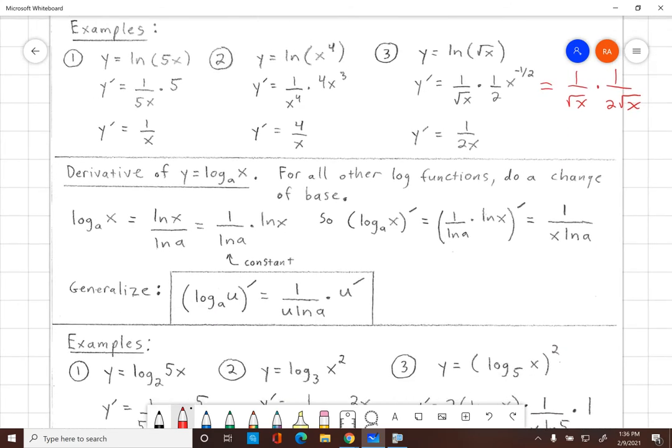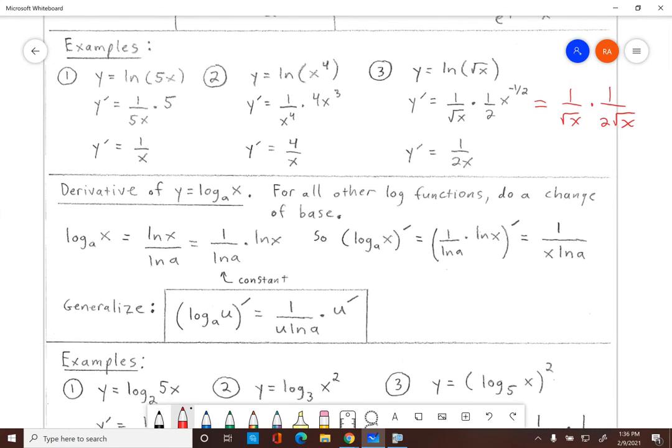Okay, so what about every other log? If that's how you do the derivative of natural log of x, what about some other base? What about log base 10, log base 2, log base any generic a? Well, check this out. What you can do is use the change of base rule, if you guys remember it. The change of base is you can change any log function to any new base you want. The old base goes in the basement. I'm going to change this to natural log. So natural log of x over natural log of a.